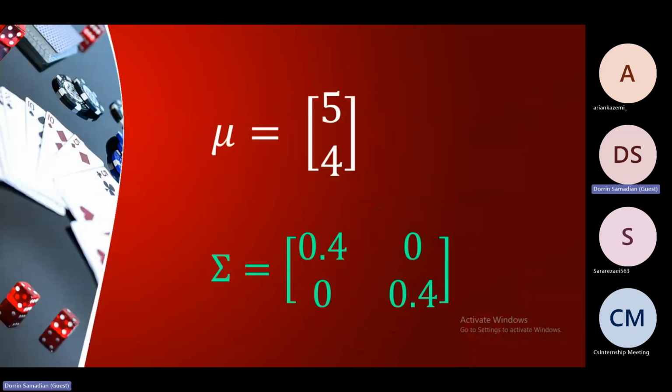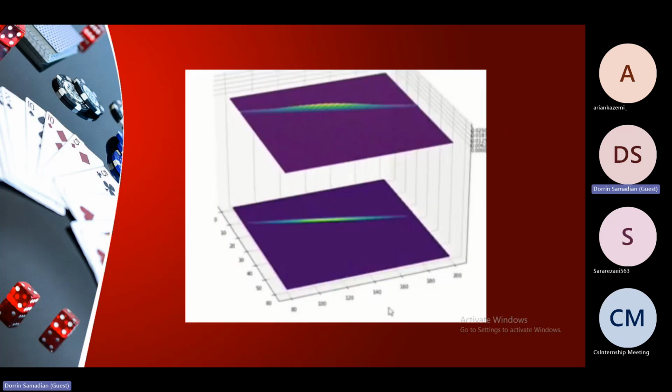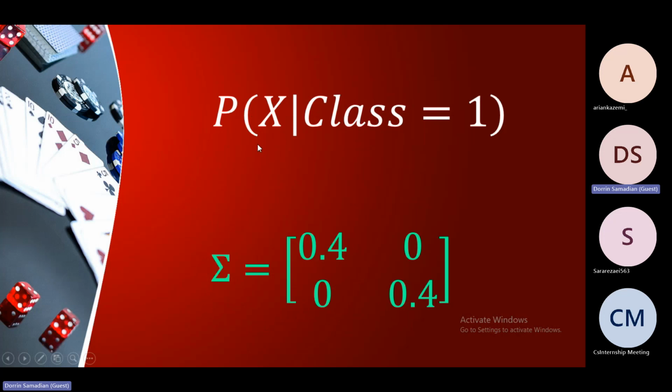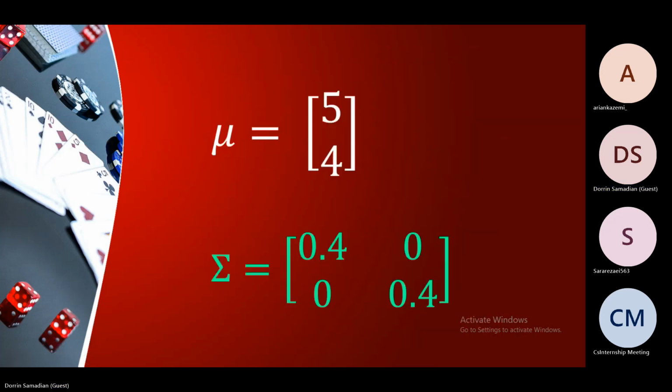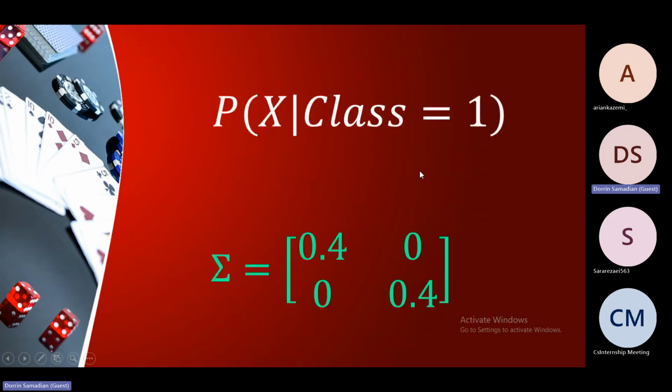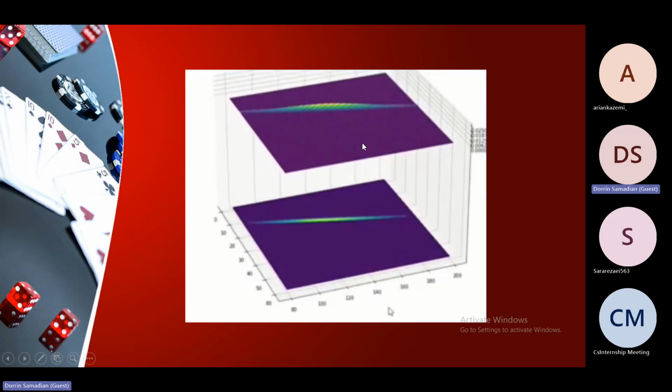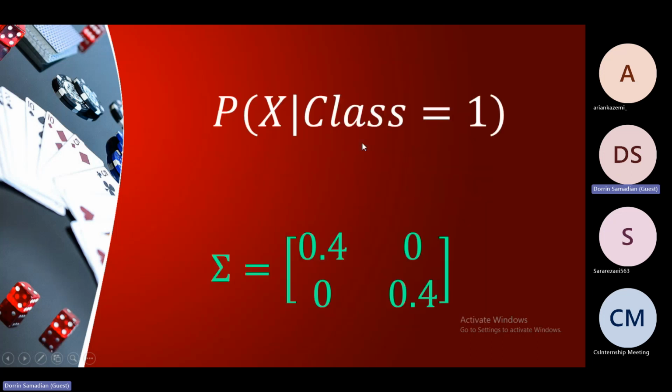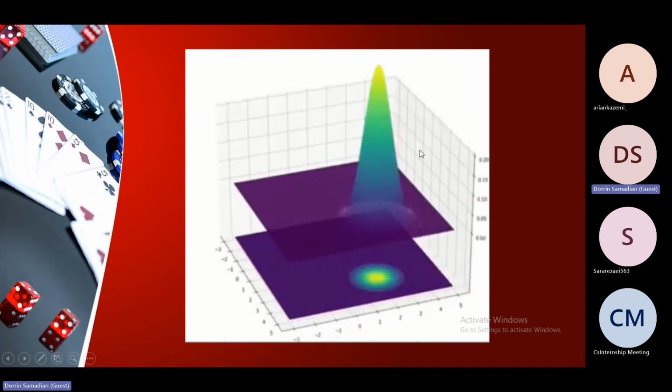Now, let me go further. In this example, as you could see, I've changed the probability class to 1, but I've kept the covariance matrix the same. The mean is 5 and 4, but the covariance matrix is the same. Look at the shape of these diagrams. This example is way more different than this example.